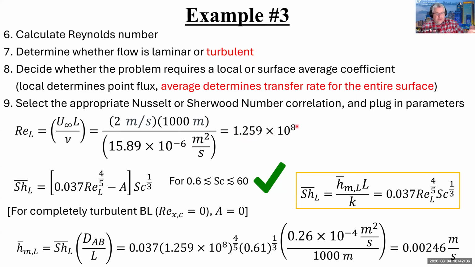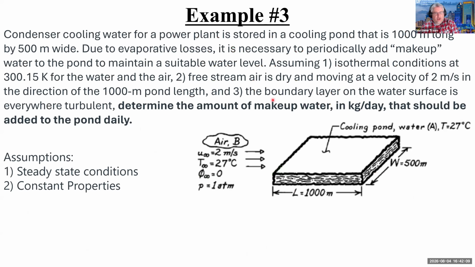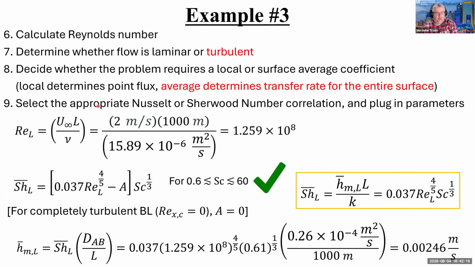Interestingly, remember, we were actually told that the flow is tripped to turbulence. Where is that? Yeah, turbulent everywhere. The boundary layer on the water is turbulent everywhere. So we knew that the flow was turbulent from the get-go, and I've already circled turbulent here even before calculating the Reynolds number. But we need the Reynolds number to plug into the Sherwood number correlation. So there's the Reynolds number. I'm looking for the entire mass transfer by evaporation from the pool, so I need an average Sherwood number.